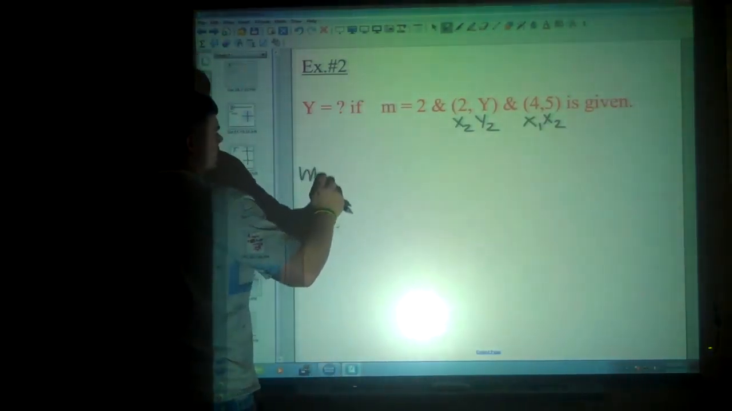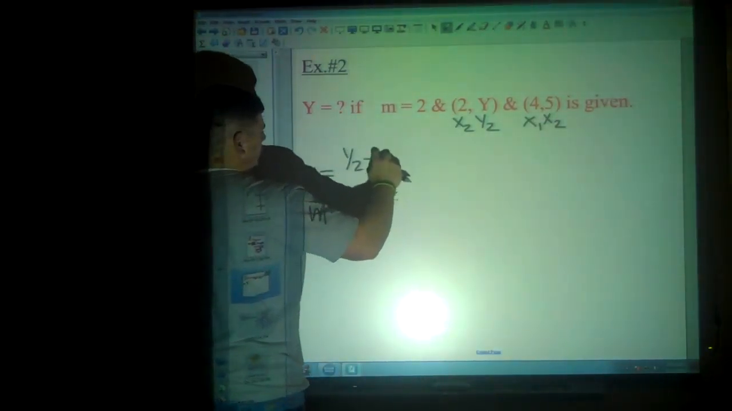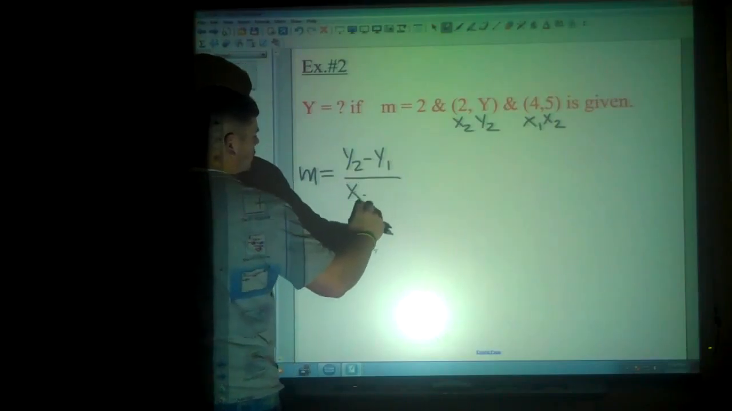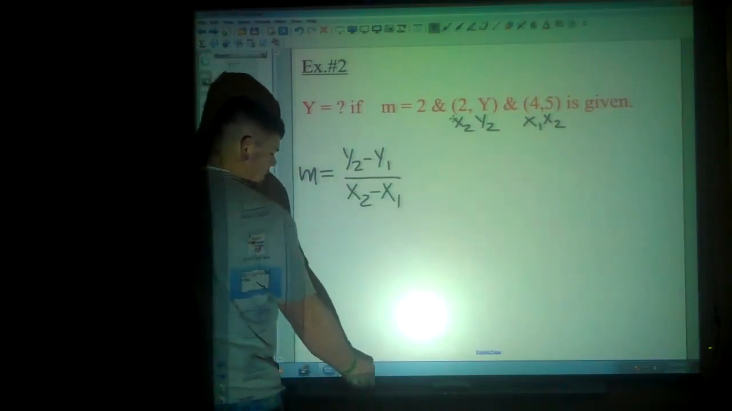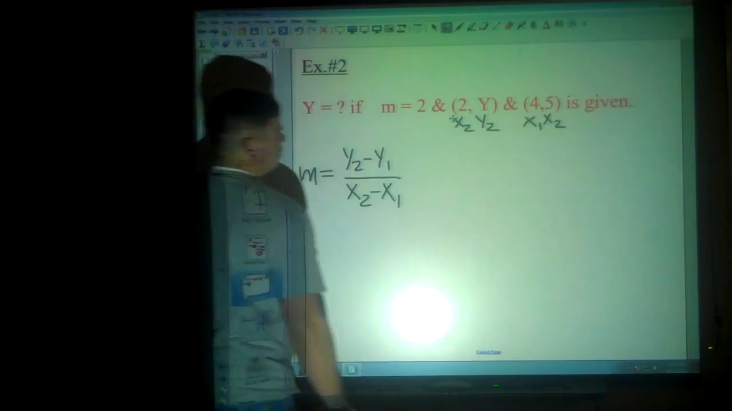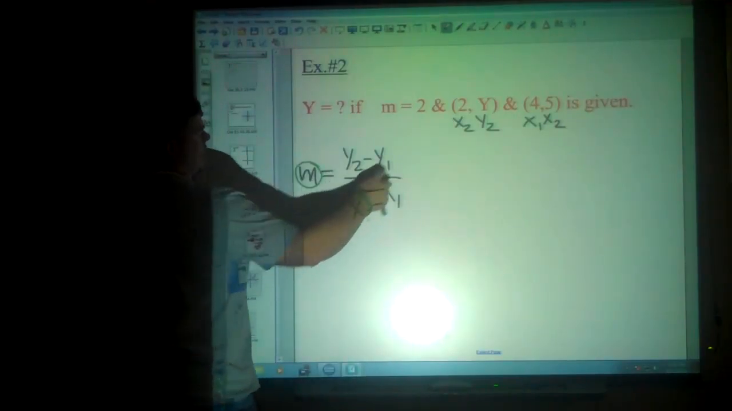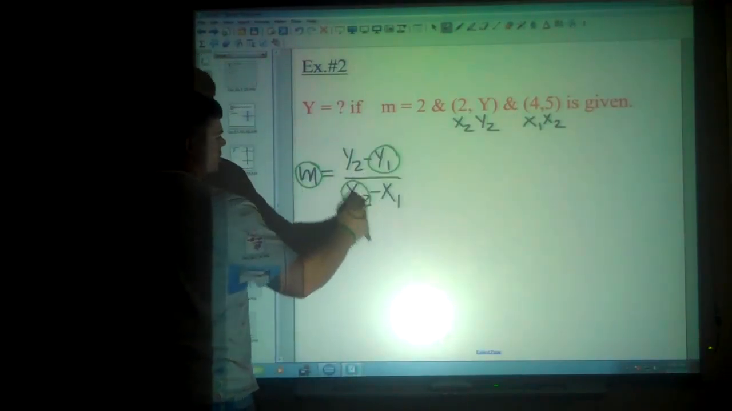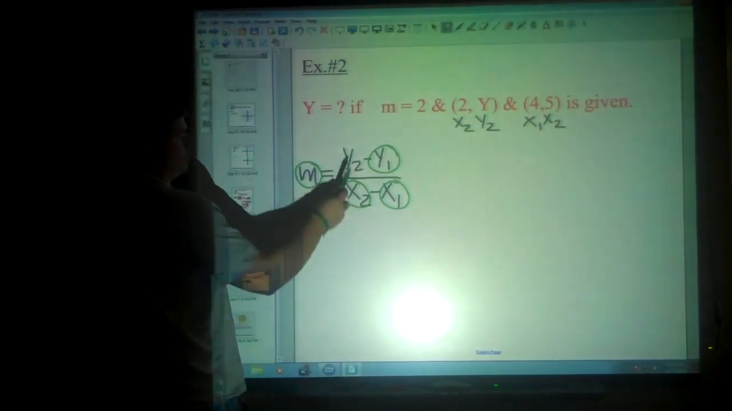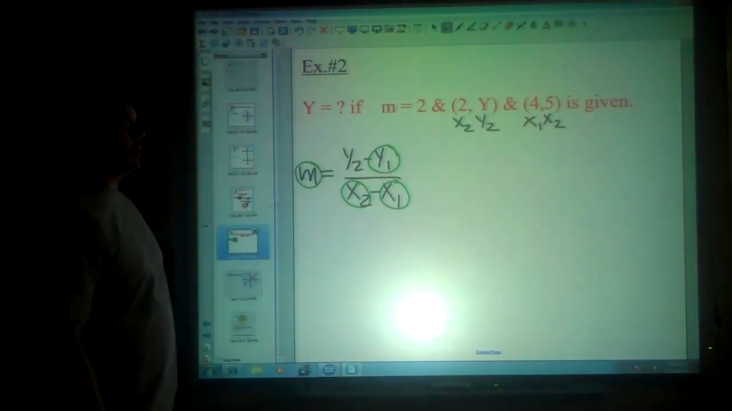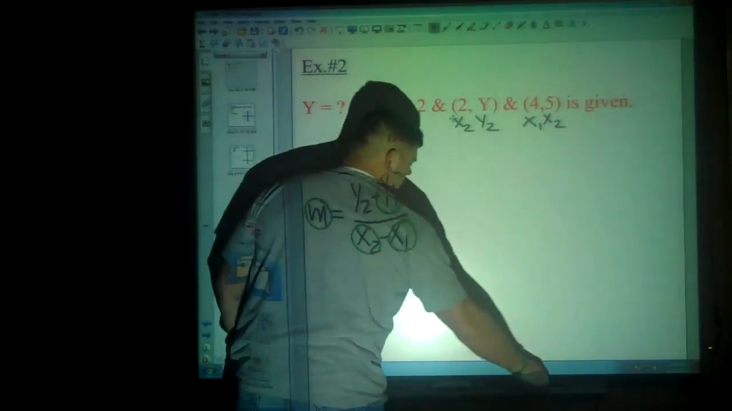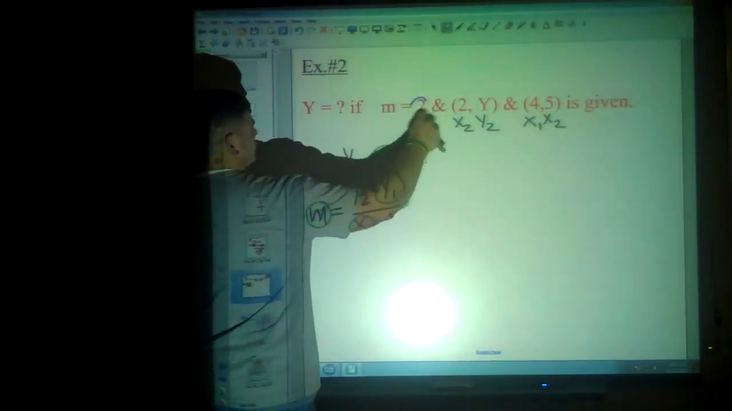So m equals y sub 2 minus y sub 1 over x sub 2 minus x sub 1. And out of this information, I've got the slope, I've got a y value, the x sub 2, and the y sub 1. I do not have the x sub 1. I do not have the y sub 2 value. My slope this time is positive 2.